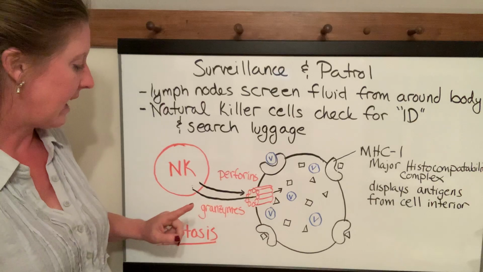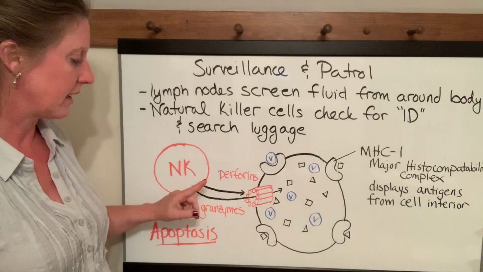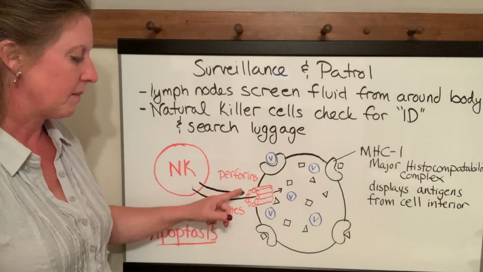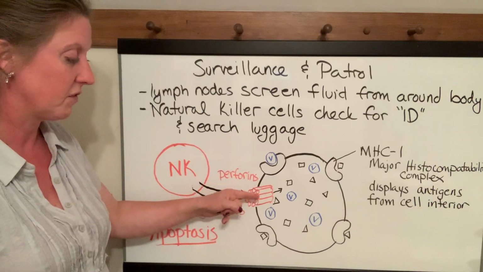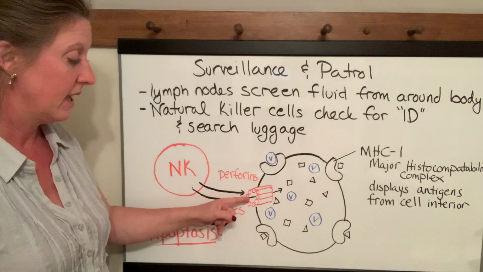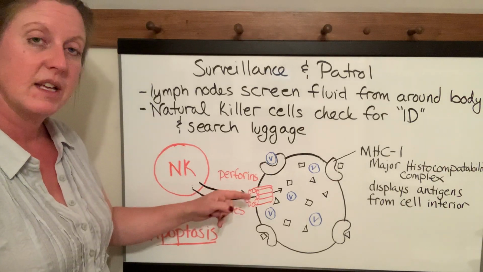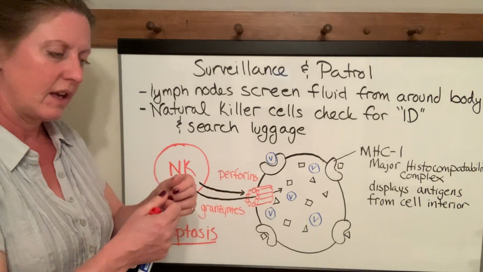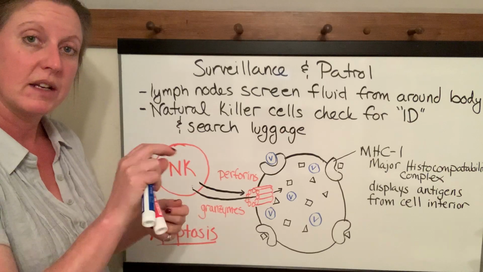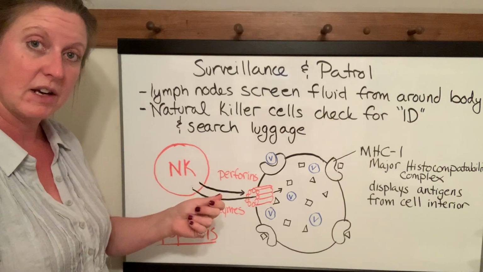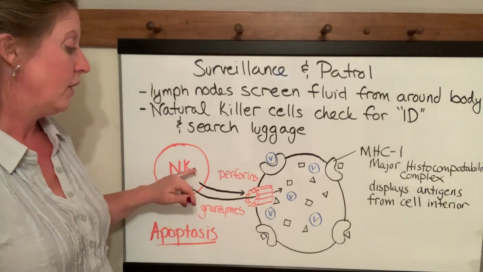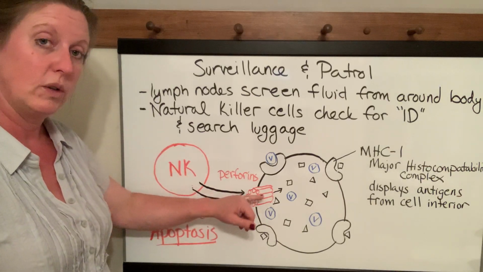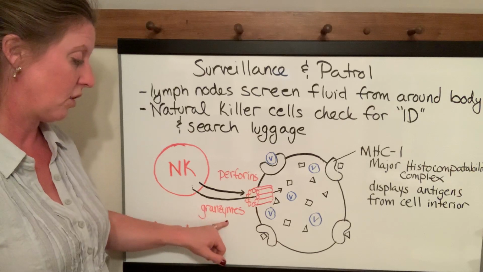Now, the way it does that is it secretes two things. The first is a complex of proteins that arrange themselves to form a large channel, and these are called perforins. If you've ever noticed in a checkbook, it's perforated. There are holes in the paper so that you can tear it more easily. So to perforate means to poke holes in.